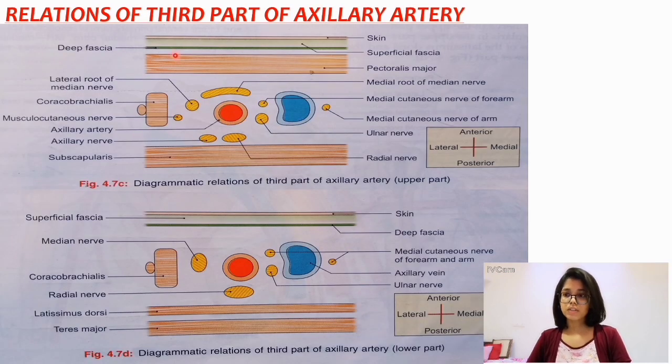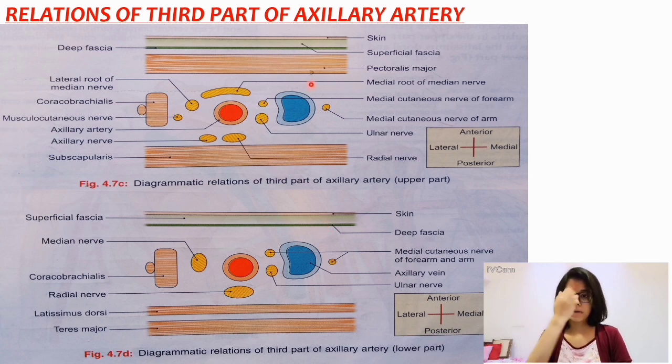Going to the relations of the third part of this artery, we're going to discuss it under two headings, that is upper part and the lower part. In the upper part, we have skin. In the anterior relation, skin, superficial fascia, deep fascia. This is the same in the lower part also. Compare and contrast both relations to memorize them.